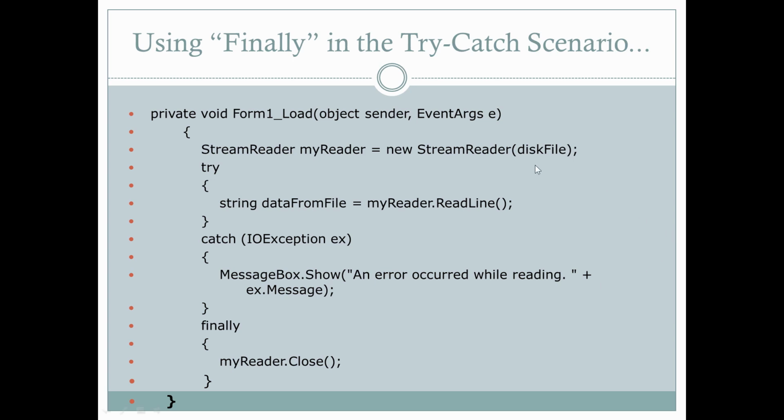Up here I created a new stream reader and it opened my file. You don't have to tell it to, but it does it. And then it's going to start reading. If there's a problem, it's going to come down here and do this. But when everything is said and done, before my method ends, it's going to come down here and close my reader. And it's incredibly important that you close files correctly, because if you don't, you may never open them again. You don't want that to happen.